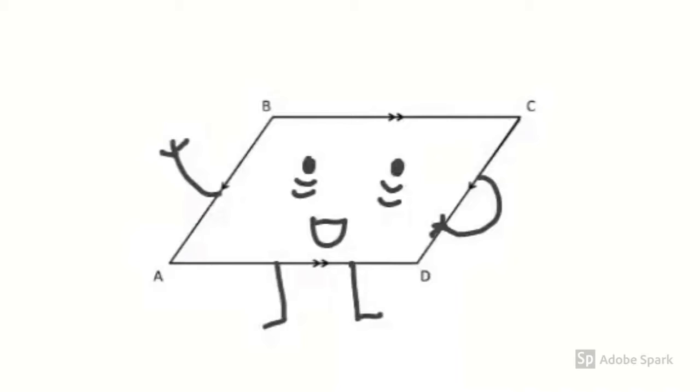Hello, my name is Pat Parallelogram. I am a special type of quadrilateral, which means I have 4 special sides right here. Me and my brothers and sisters have some very special properties of parallelograms, which I want to tell you about right now.